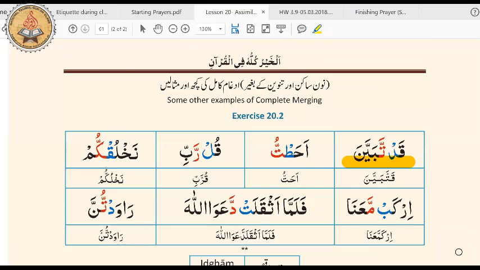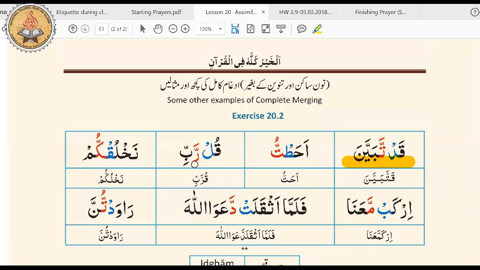Katabayana. Excellent. Well done. That was very good. So what you did, you didn't produce the dal sound. Okay? That was really good. Well done. Have a go at this next one. Ahatu. Excellent. Well done. Again, you just joined the ha with this ta.